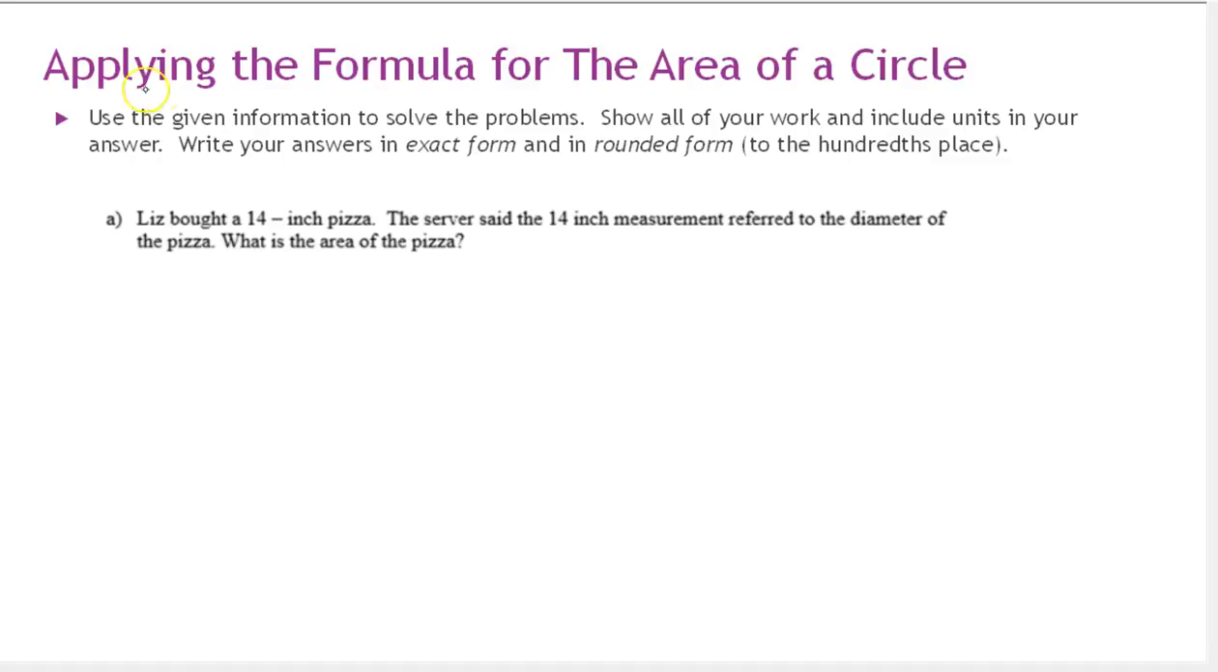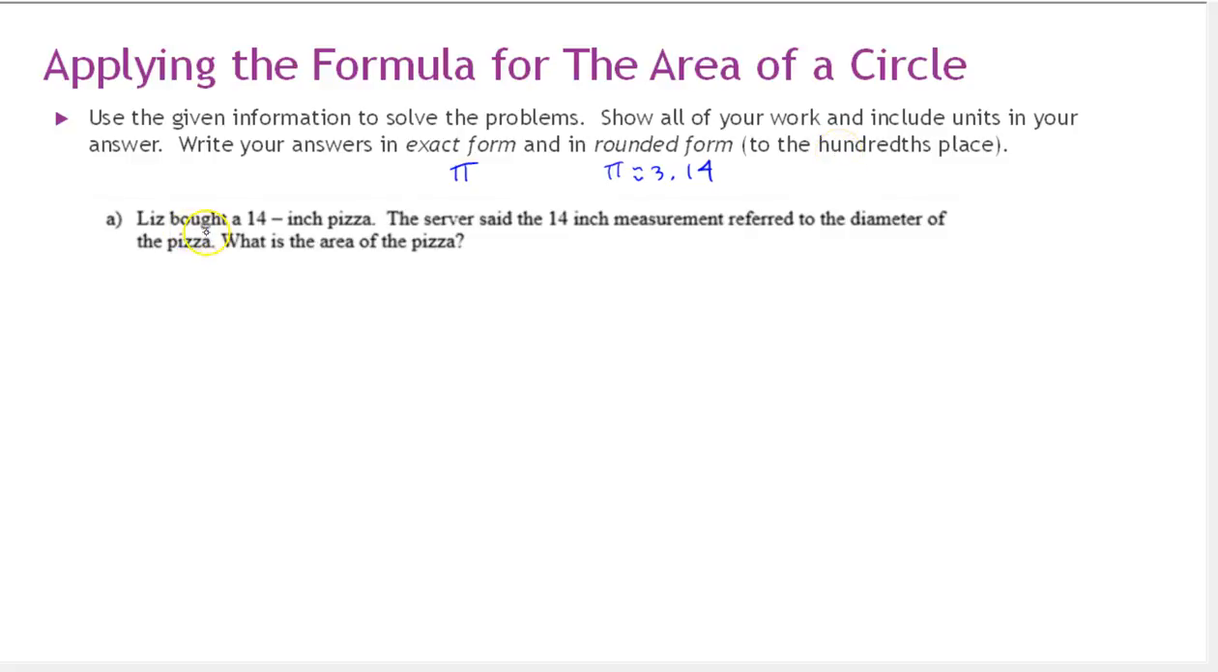In this video, we're going to apply the formula for the area of a circle. Use the given information to solve the problems, show all of your work and include units in your answers. Write your answers in exact form and in rounded form. So remember, exact form means that we're going to use pi, and rounded form means we're going to estimate pi with the decimal 3.14, and we'll round to the hundredths place.